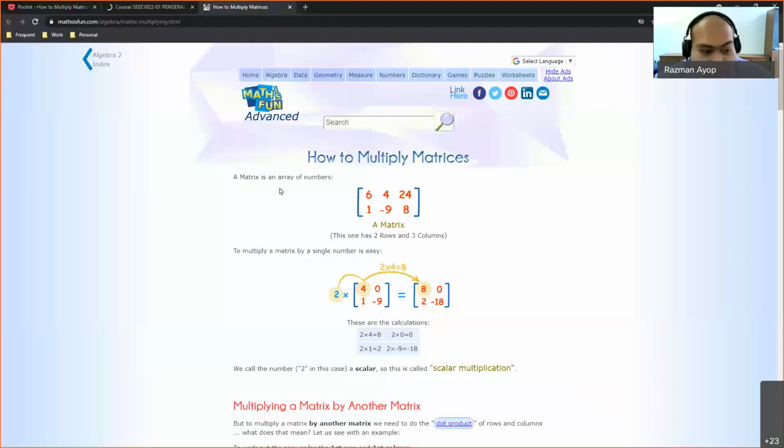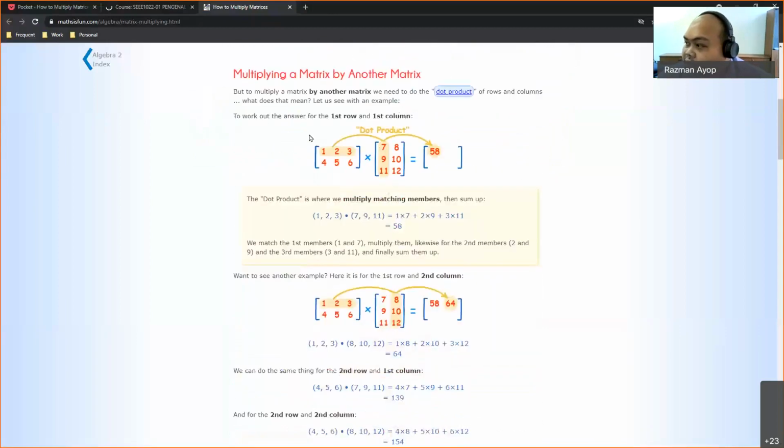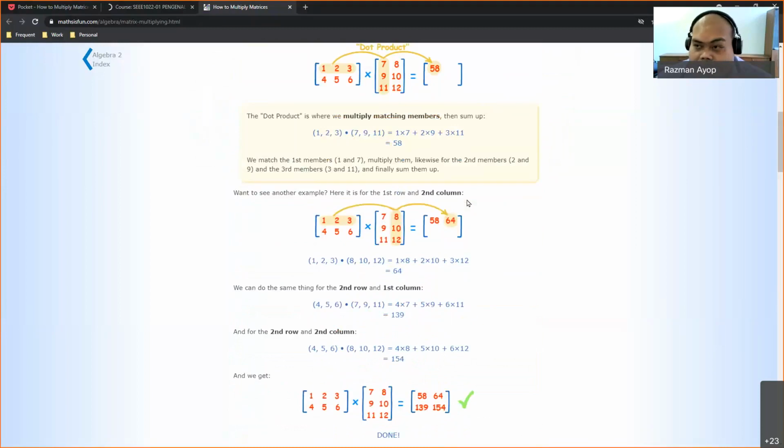Let me show you. You have to remember this. This is the matrix. So remember how to multiply matrices. You have 2 by 3 and then multiply by 3 by 2, and you have to make sure that the arrangement is correct, that they can be multiplied together. This is the standard matrix.